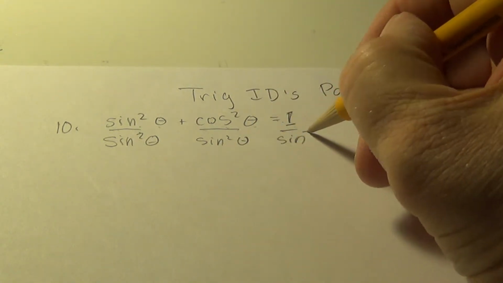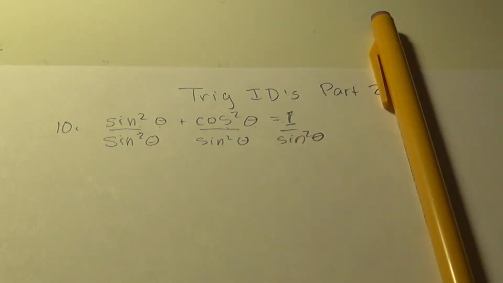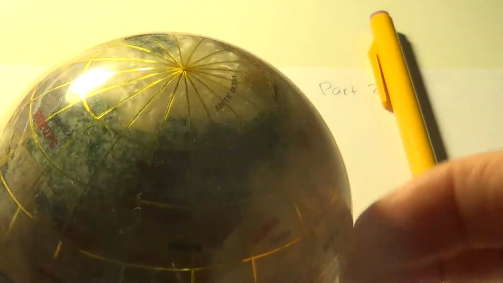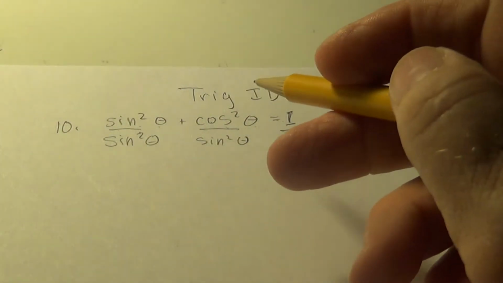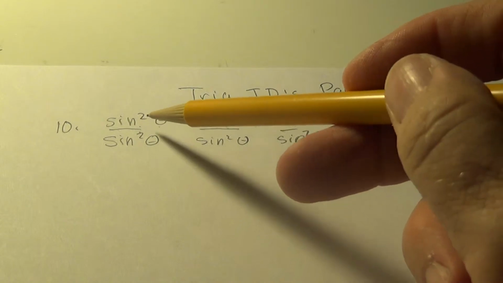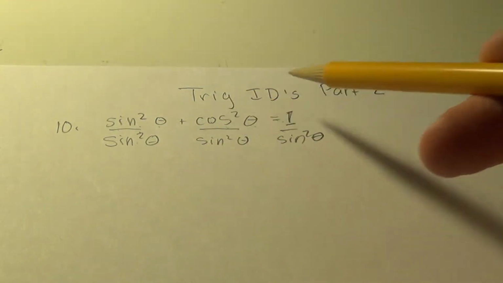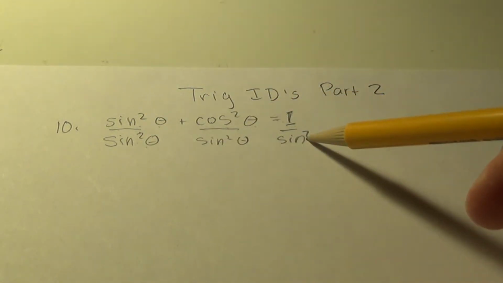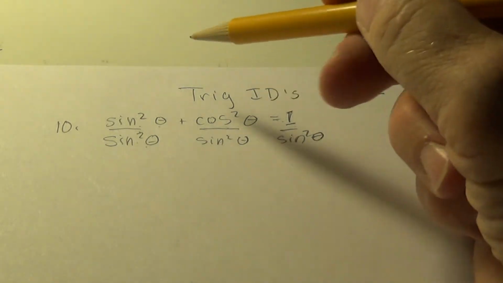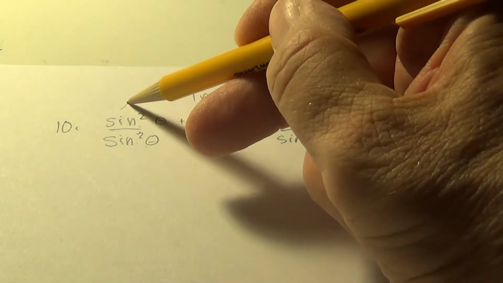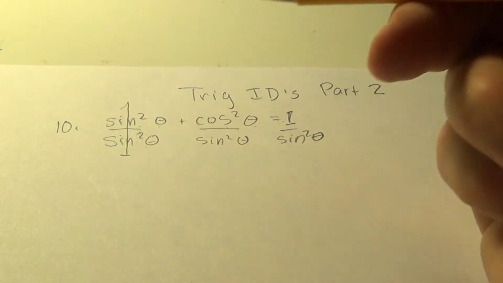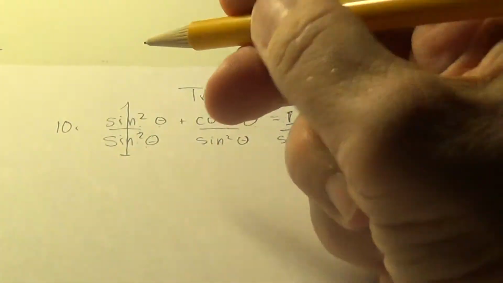So why in the world, here I found a little paperweight here, why in the world did I choose to divide sine squared and cosine squared and 1 by sine squared? Because I'm searching for another useful trig identity, and this creates a 1, which is always attractive.